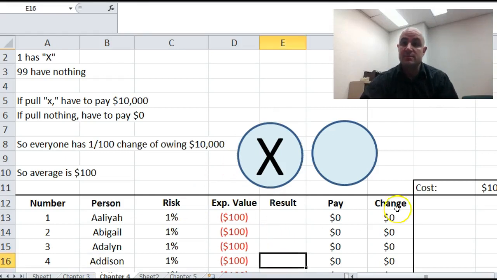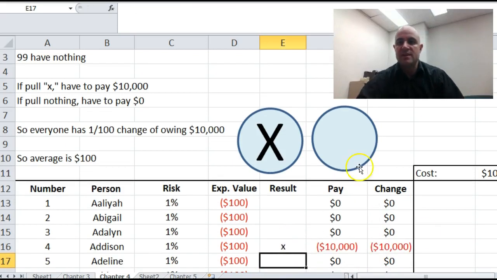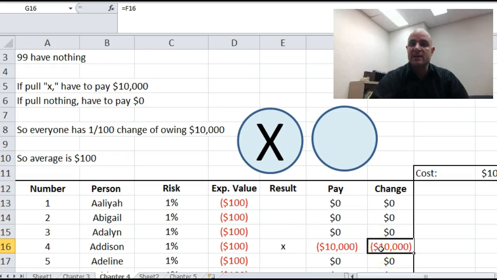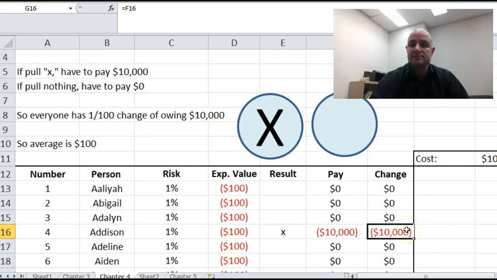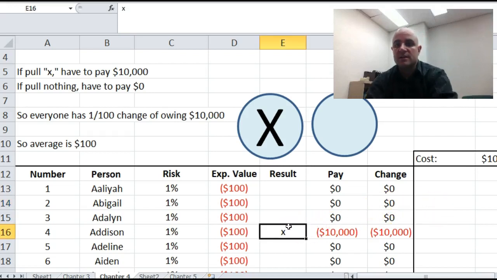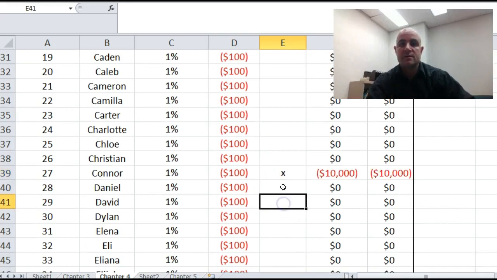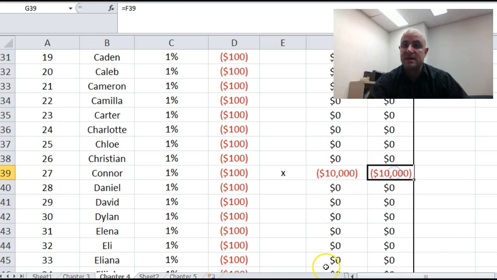So Addison, because she pulled out the X, has to pay $10,000. So for Addison, her overall money level went down by 10,000. And for her, yeah, that's bad. Everyone else, whatever. They didn't lose anything. They're no worse off. Let's say, however, Connor got the X. So now Connor had to pay 10,000 and is now down 10,000.